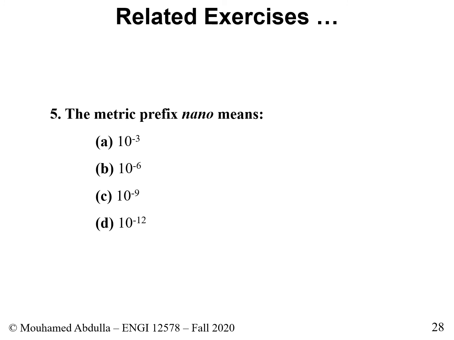Okay, question number 5. The metric prefix nano means which one? So if you recall, when we saw the prefixes for values that are small, we have milli, which is times 10 to the minus 3. We have micro times 10 to the minus 6. We have nano times 10 to the minus 9. We have pico times 10 to the minus 12. And we have femto times 10 to the minus 15. So nano should be times 10 to the minus 9. And so the answer is really C. Question number 6, the metric prefix pico means which one? So again, like we discussed before, we have milli, micro, nano, and pico. Pico should be minus 12, and the answer should be D.